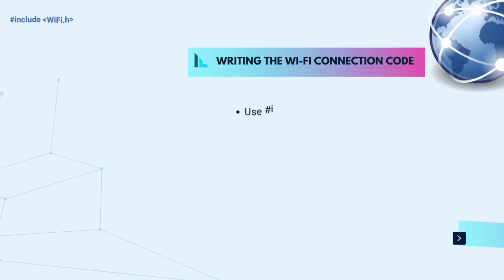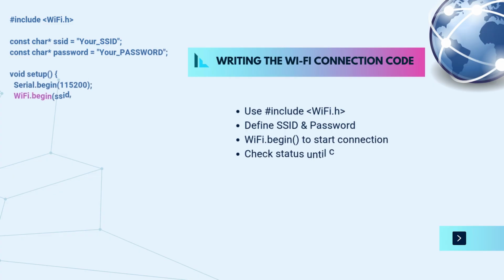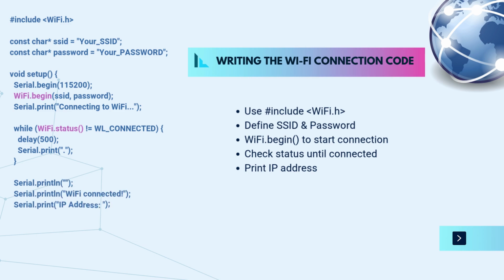Now let's write the code to connect ESP32 to Wi-Fi in STA mode. We'll use the Wi-Fi.h library which comes pre-installed with the ESP32 board package. Here's the basic structure. This code tries to connect to your Wi-Fi network and keeps printing dots until it's successful. Once connected, it shows your ESP32's IP address on the serial monitor.